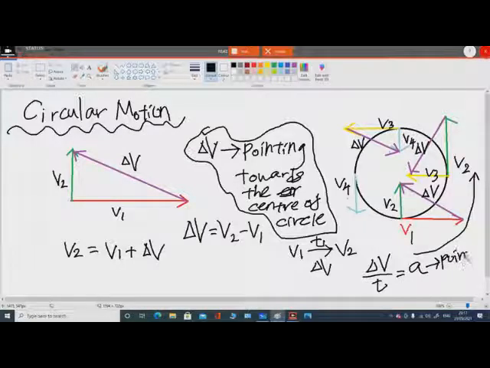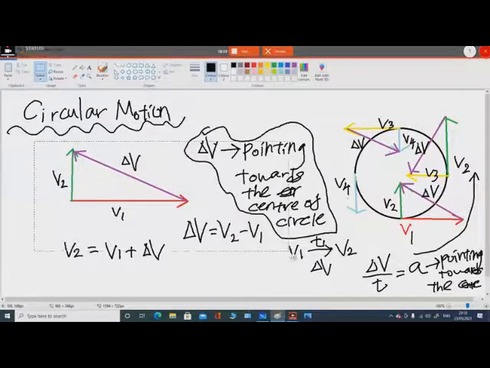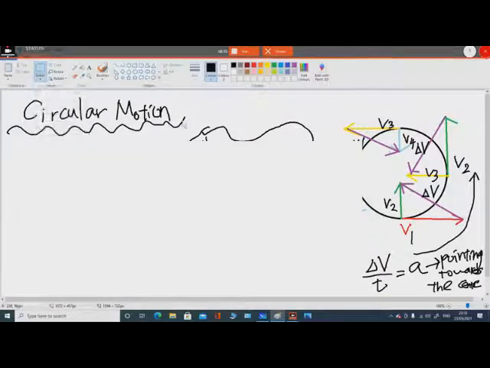Pointing towards the center. I hope you can see clearly, since there is not enough space here. Okay, so this is how we determine the direction of velocity. So let's proceed to the next part. Okay, let me erase this one.